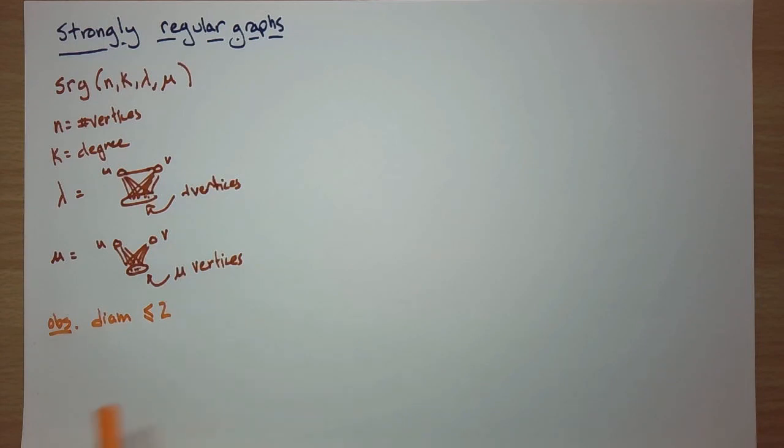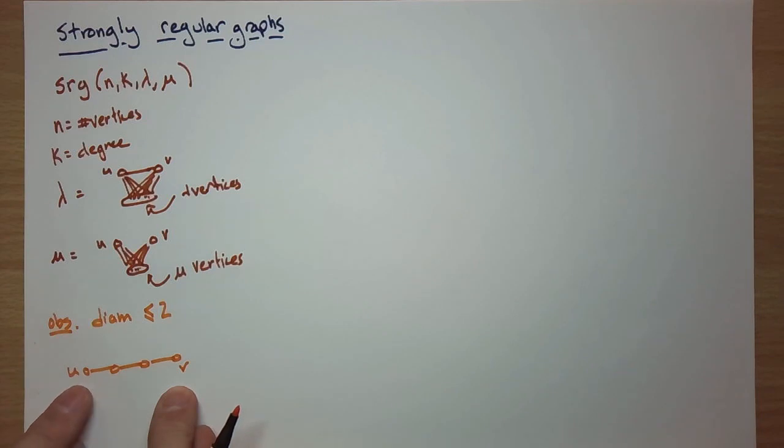Now, you might ask, why is that true? Well, suppose the diameter was 3 or higher. So suppose you actually had to work hard to get from u to v. How many common neighbors do u and v have? That's going to be my next observation.